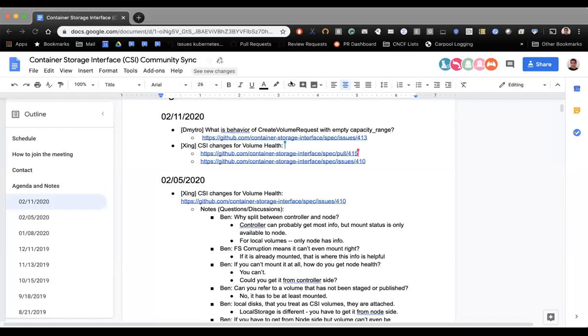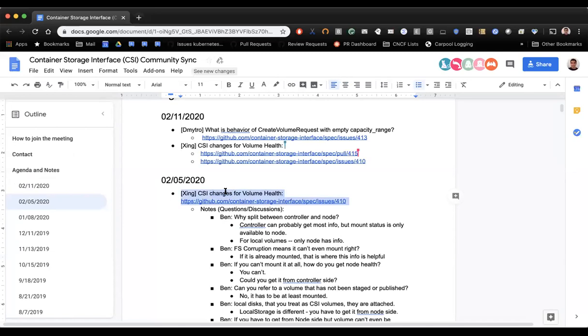Okay, we can go ahead and get started. So this is a one-off meeting of the CSI Community Group. Today is February 11. And so the primary reason for this meeting was to continue the discussion around CSI changes for volume health. And before we get to that, looks like someone also put another item on the agenda.